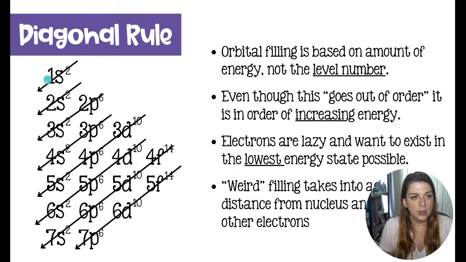So you start at the top, you fill this way, you do 1s, then 2s, 2p, 3s, 3p, 4s, and it's kind of strange that you skip over 3d and do 4s instead. And this part is because our orbitals are filling based on the amount of energy they have, not necessarily the level number. 4s is lower energy than 3d. For your purposes, you don't really need to know why. Truthfully, it's because our electrons repel each other a heck of a lot.